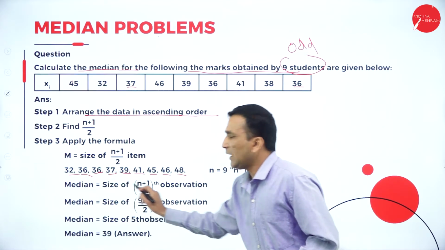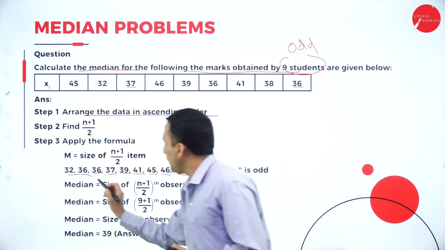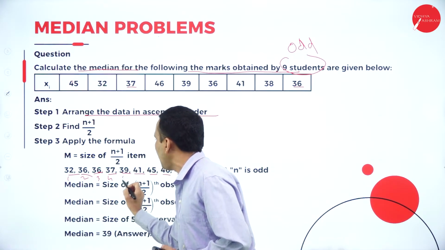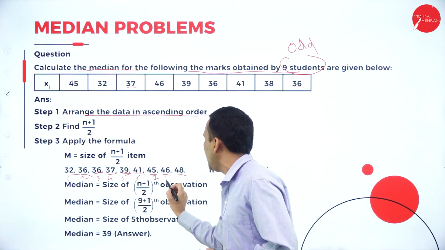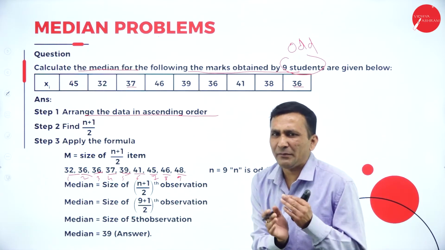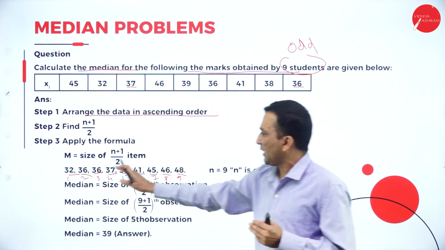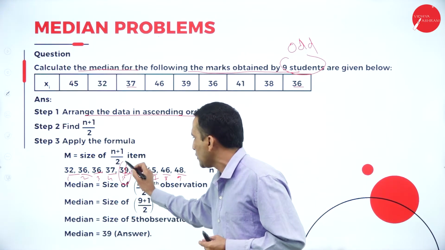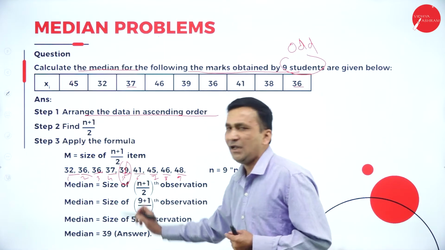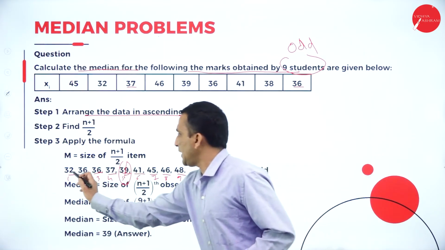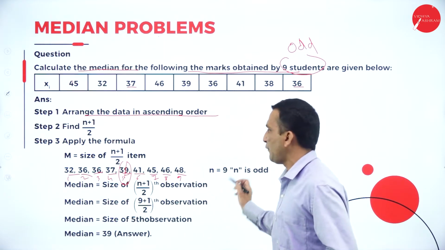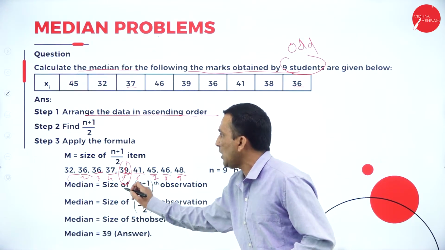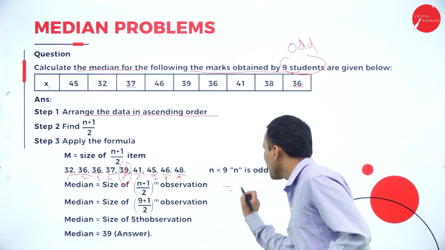Now there are 9 numbers given. Let's give ranks: first rank, second rank, third rank, fourth, fifth, sixth, seventh, eighth, ninth rank. Why am I using rank? Because the numbers are in ascending order, so I can easily divide. Take the number 39, which is the middlemost number, the median. The left side has 4 and the right side also has 4.